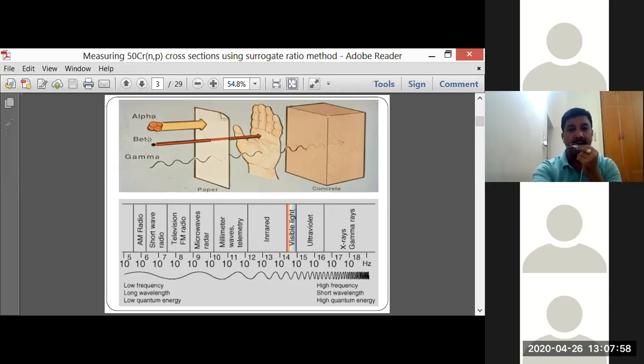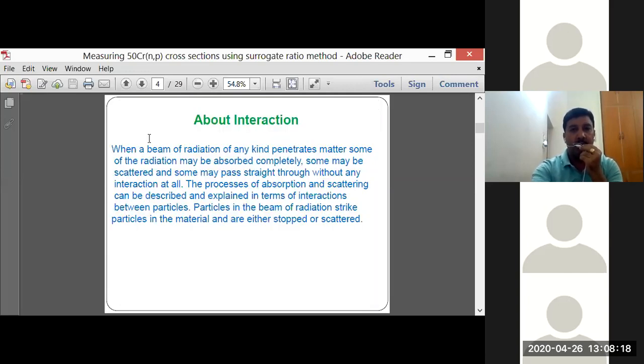So their process of interacting with material is completely different from charged particles. And this is the diagram which tells you about the frequency or energy of particular radiation, starting from AM radio to X-ray or gamma rays. So what about interaction?